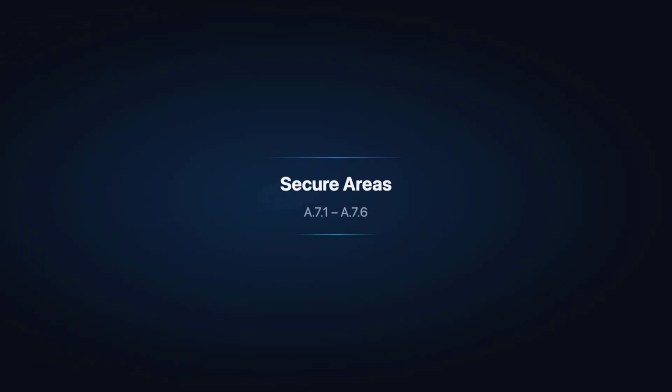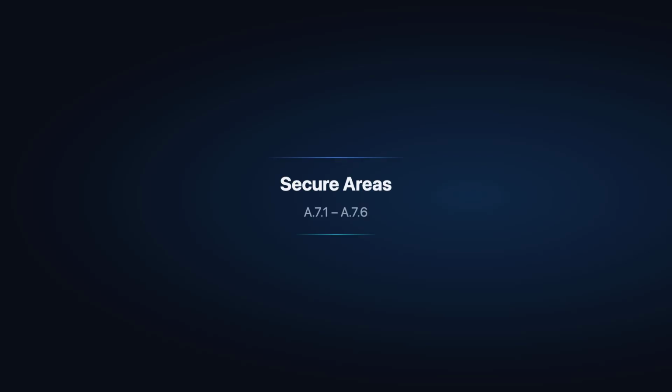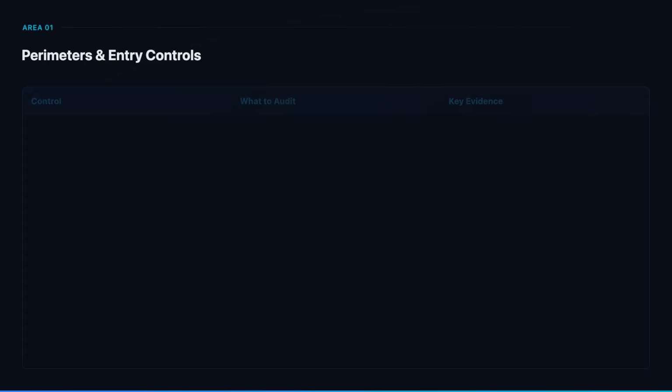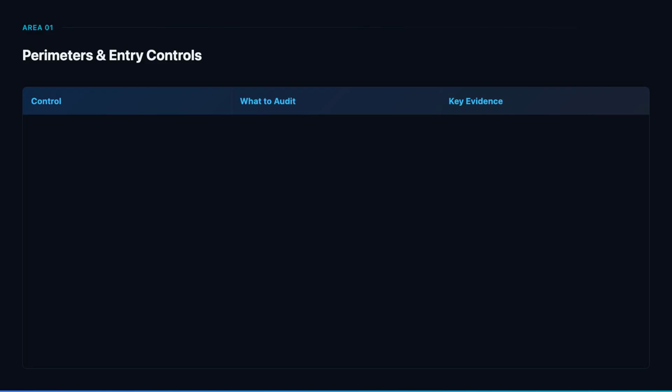Let's start with the controls that protect physical locations where information is processed and stored. These controls establish the physical boundaries and access restrictions for secure areas.